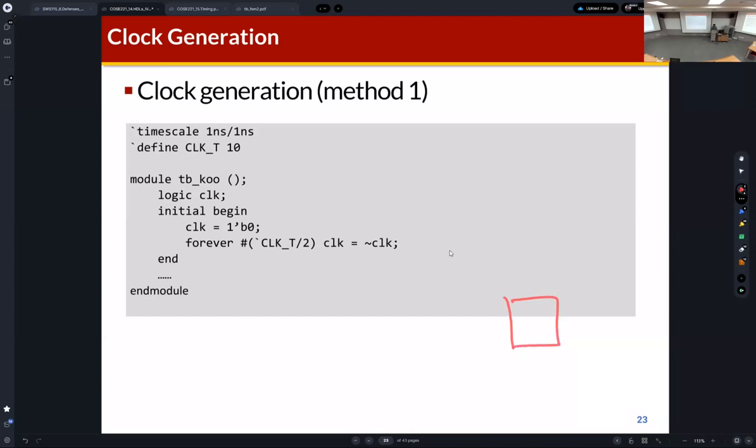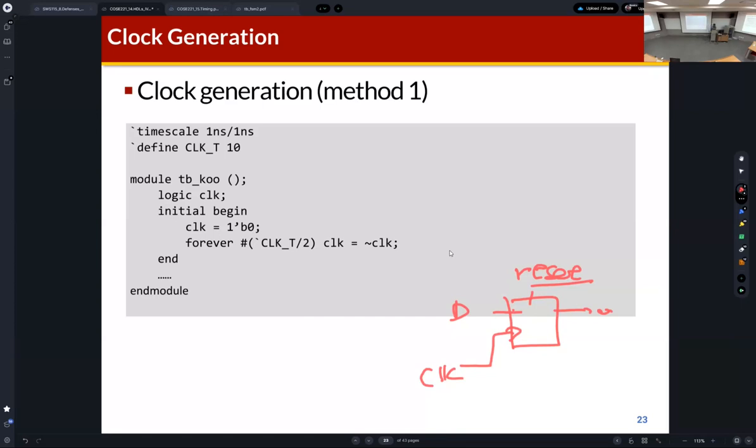A D flip-flop looks like this. This is the clock input, so the clock is given to the clock port of the D flip-flop. And then there is the D input, the data input, and then the output. Also, we use a resettable D flip-flop, because we need to initialize the state of our design, our digital system. Which means that we also require a reset signal. So usually, when we verify our design, we require a clock signal and a reset signal.